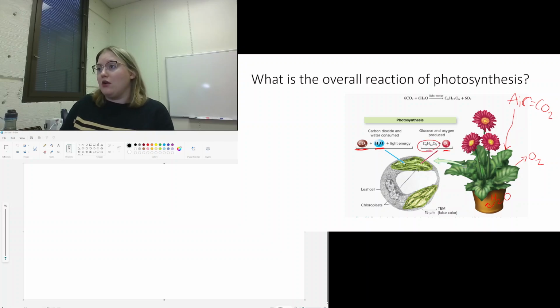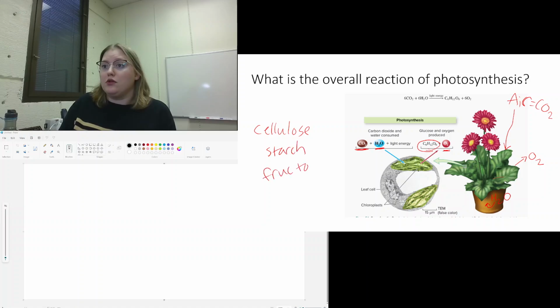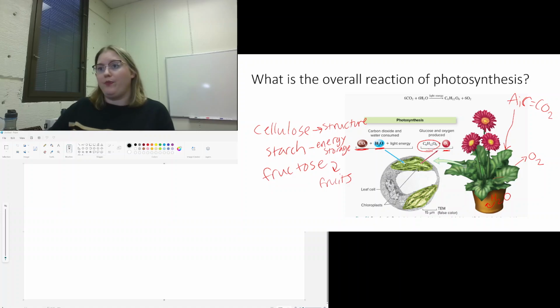And last is our glucose, and the glucose is going to stay inside the plant. It's going to be used for a lot of things. It's going to be used for cellulose and starch and fructose. So cellulose is for structure, starch is for energy storage, and then fructose, you'll find it in fruits. Okay.